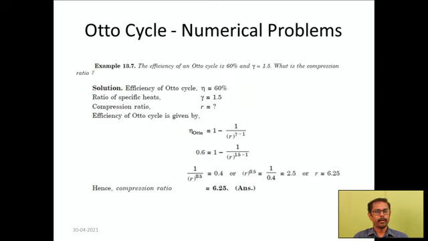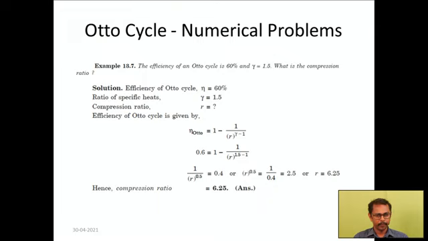Now we would like to see some numerical problems in the Otto cycle, in which I have given one example. The efficiency of the Otto cycle is 60% and the specific heat ratio is 1.5. What is the compression ratio? From this we can see that the efficiency of the Otto cycle is 60%, the ratio of specific heats is 1.5, and the compression ratio is to be found.